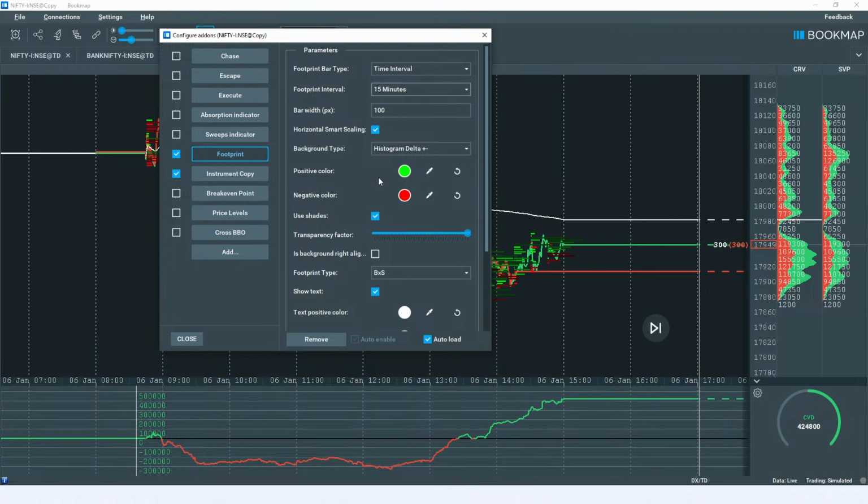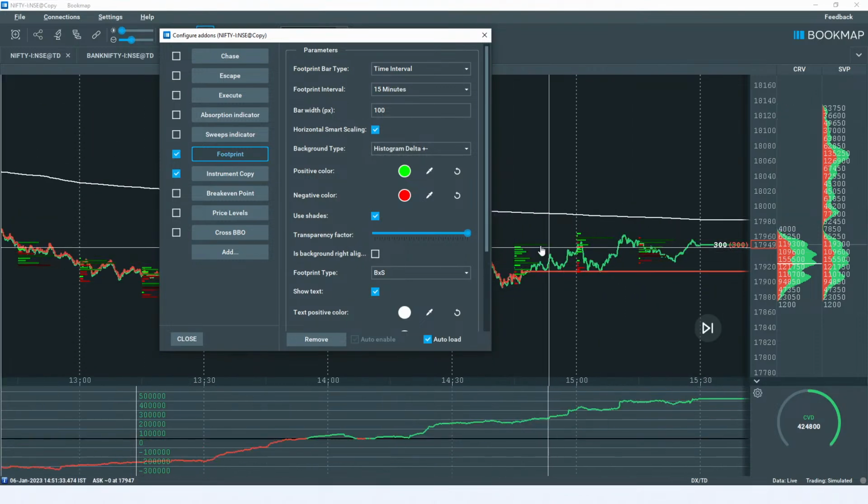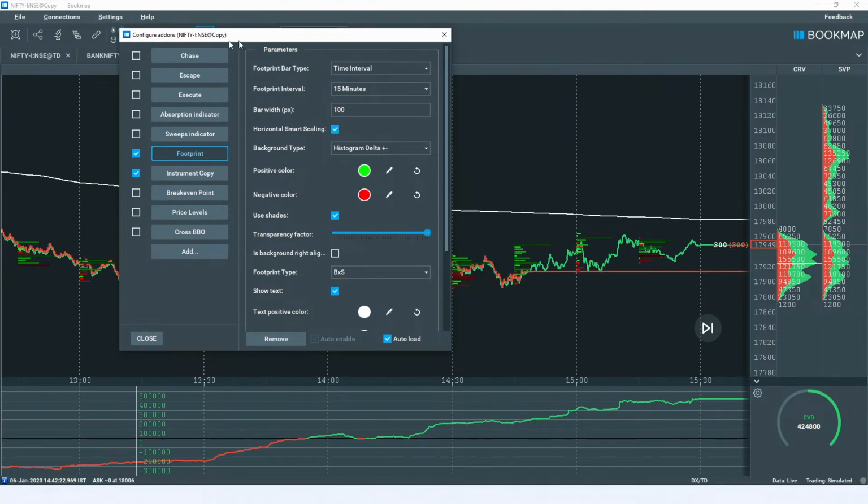There are so many options, so many settings here, so I'll try to cover it step by step. First thing is the bar type. All right, so this is how the footprint chart looks. Don't worry about how to utilize this information, I'll definitely come to that point.